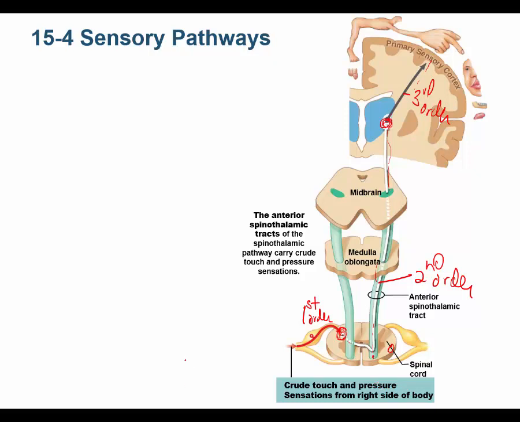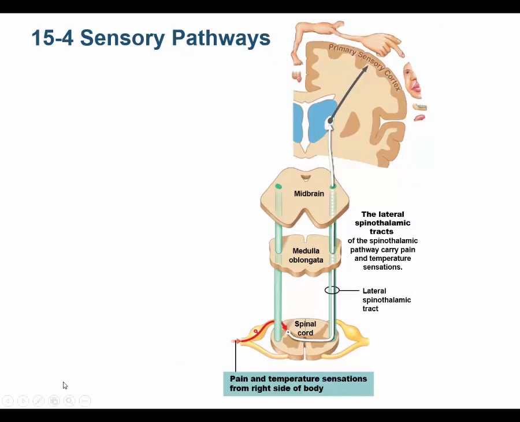So this is the spinal thalamic pathway carrying the spinal thalamic fasciculi. First order, second order, and third order neurons. Okay. This is the lateral spinal thalamic. You can see there's a division of labor.